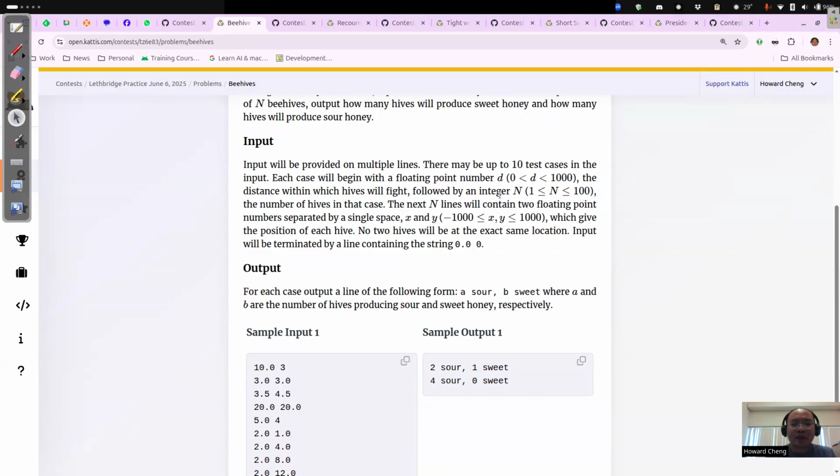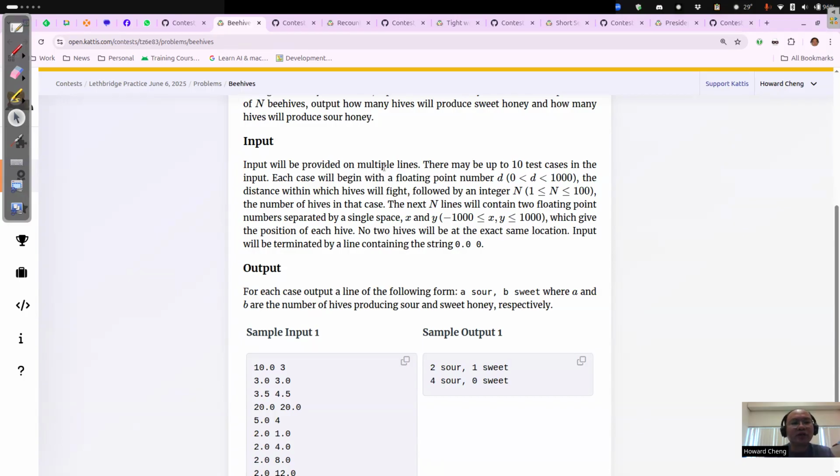Now, we don't have to do anything smart here because the number of beehives is at most n. So even if for each beehive we check all the other beehives, that's n squared. 100 squared is nothing. So all we have to do really is to make sure that we know how to check if two beehives are close.